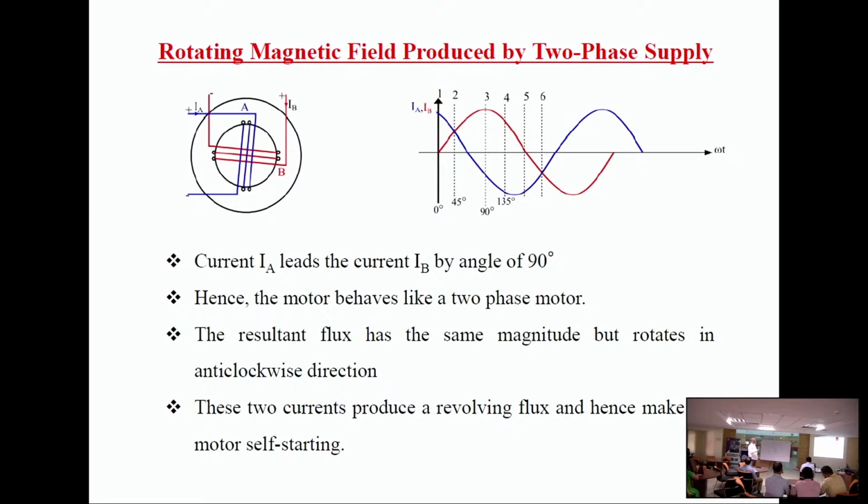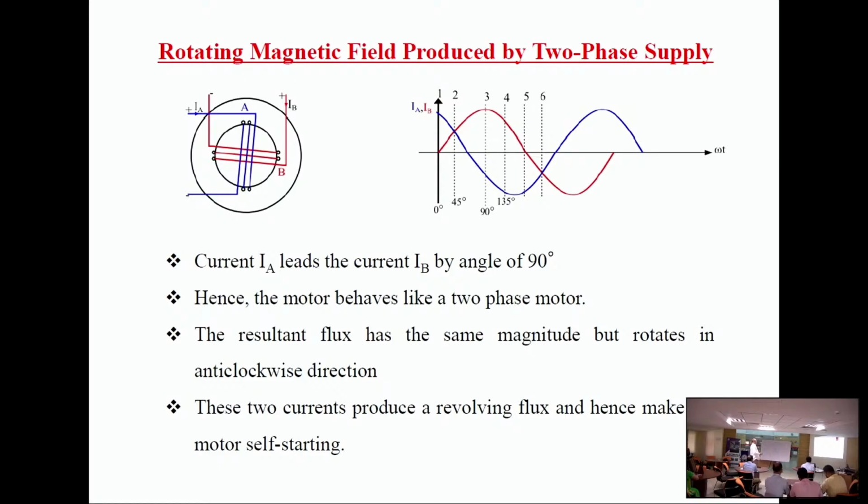In the same manner you can find out here. Suppose the two phase supply and the condition is that the two phases should be 90 degrees apart. So if a two phase supply is there, one is the first phase and the second phase is like this one, close to 90 degrees, even if not exactly 90 degrees.